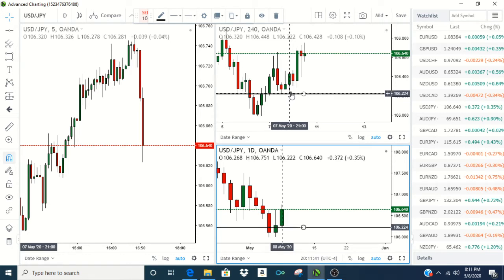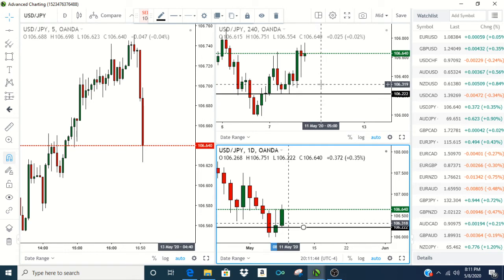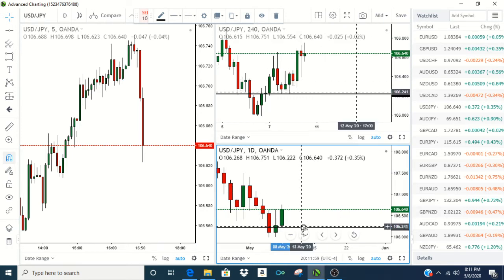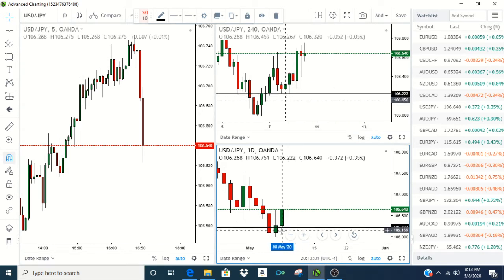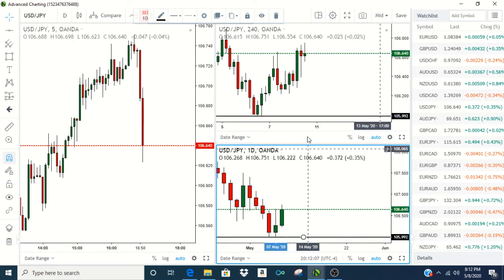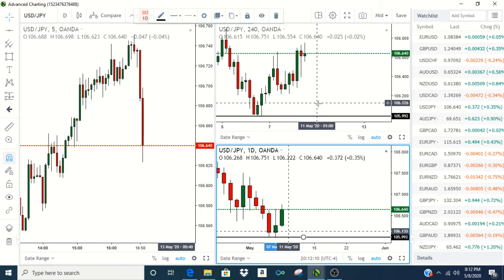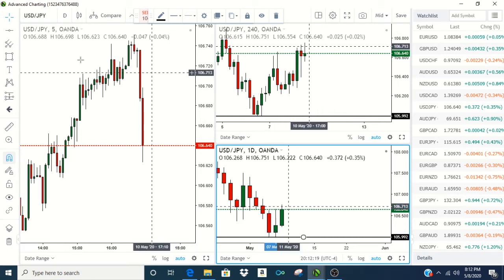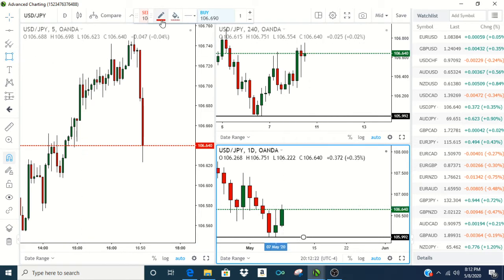The first thing I'm going to do is ask myself, did this low create a 4-hour zone? And for me, it hasn't. So what we would do then is go back down to the daily chart, and move our horizontal line to the next nearest low, the previous day. Then we would look at the 4-hour chart, and we would say, did this low create a 4-hour zone? And it did. And so this is where we find our first zone. We're going to make this green.